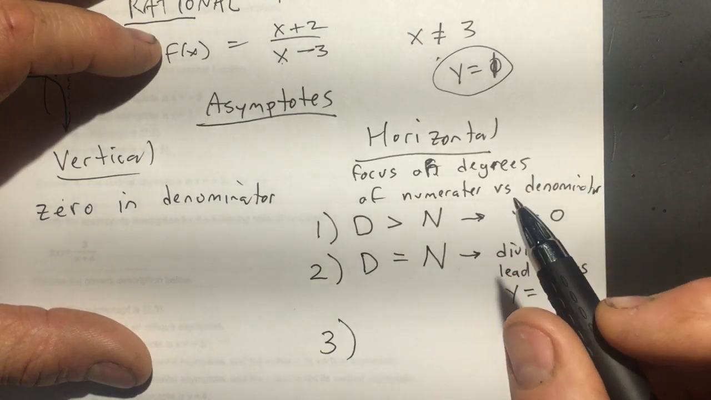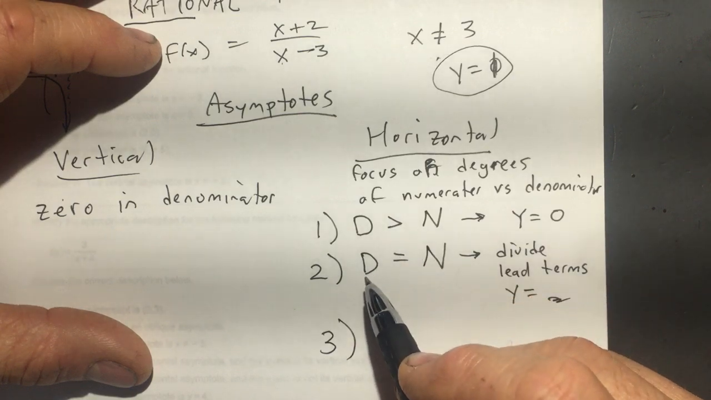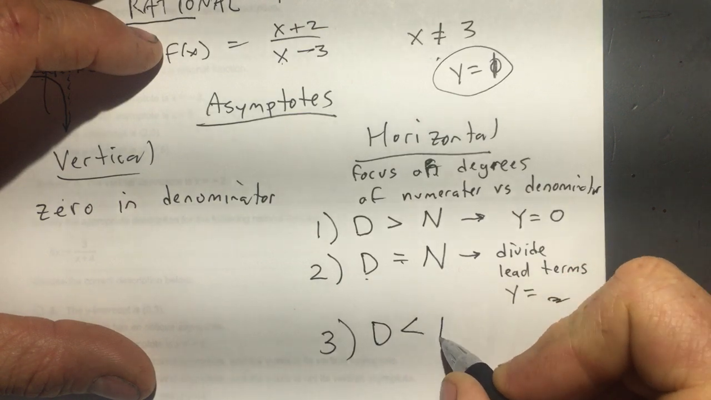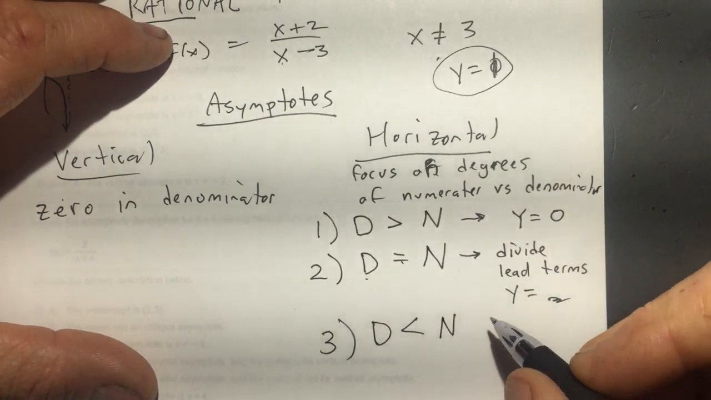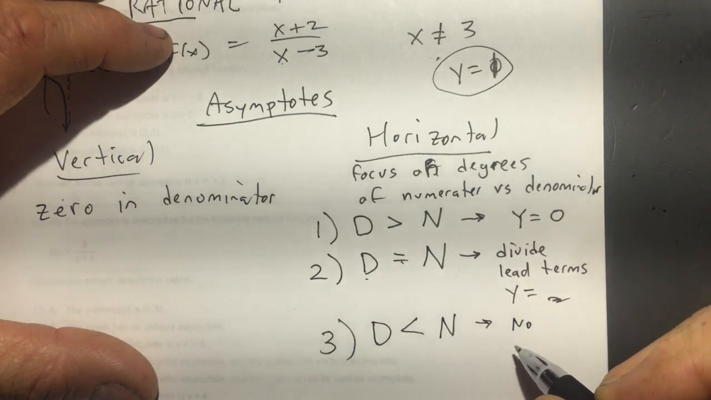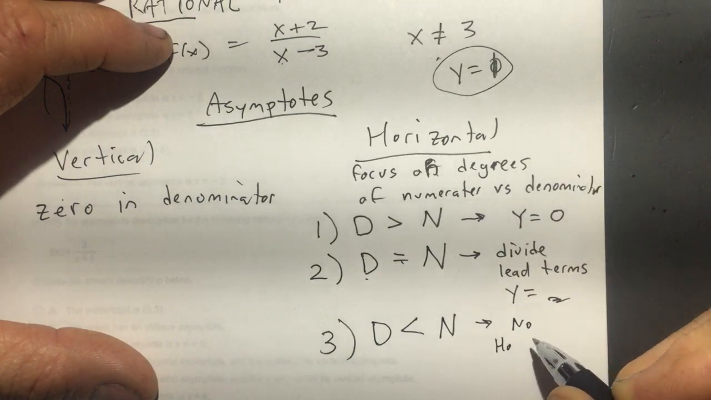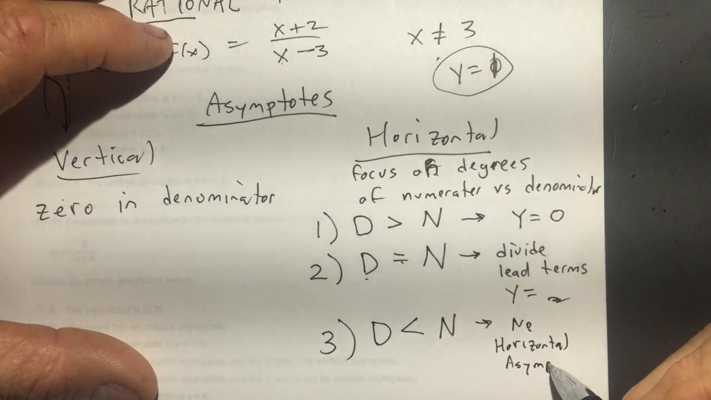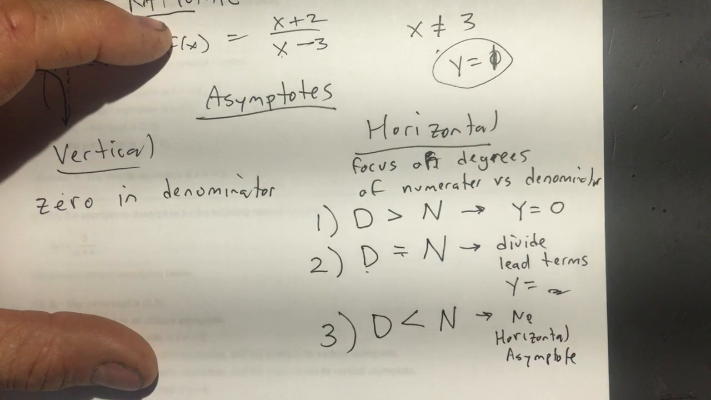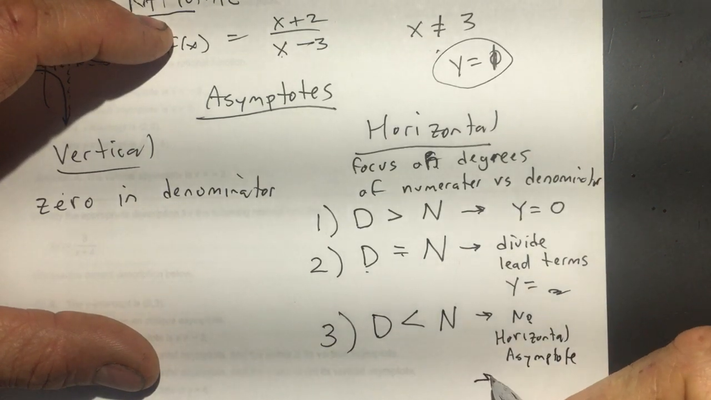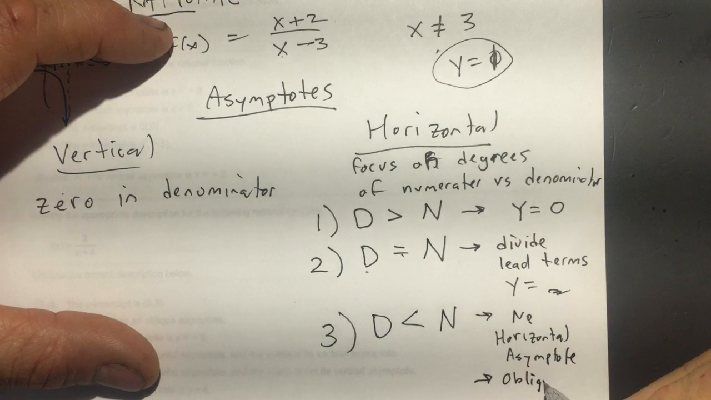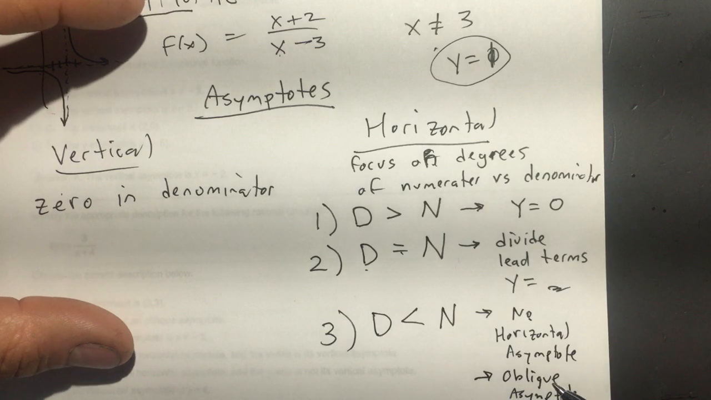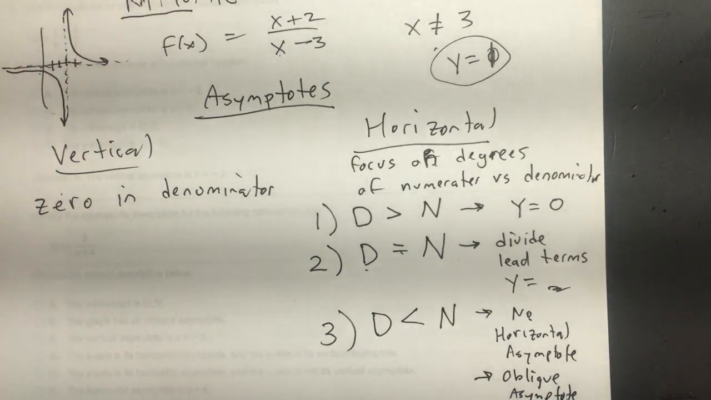And on 3 here, all right, we got the denominator is greater than the numerator, the denominator is equal to the numerator, and then we have the denominator is less than the numerator. That means we have no horizontal asymptote at all. And then in this case, we have what's called an oblique, which is a diagonal asymptote.